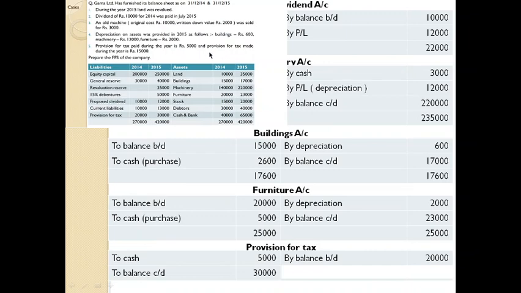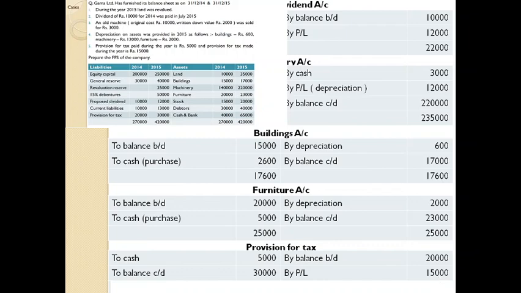Next sentence, you have to be very careful. Provision for tax made during the year. You may find these two sentences or structures similar, but the concept is different: one is paid during the year, the other is made during the year. Provisions are usually both paid as well as made. The two are different. Paid means you are paying something. Made means you set aside some amount out of profit so as to meet something in future. So here provision for tax made during the year means by P&L 15,000.